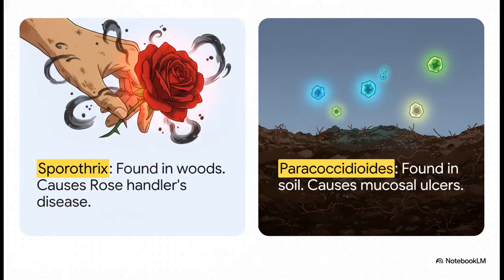Let's quickly look at two more really striking examples. Sporothrix schenckii lives in decomposed plants, woods, and peat moss. It causes sporotrichosis, which is actually famously known as rose handler's disease because people often catch it simply by getting pricked by a rose thorn. It causes these distinct bumps and nodules on your hands and arms. Alongside that, we've got Paracoccidioides. Found in the soil, this one causes South American blastomycosis, which leads to some pretty painful skin and mucosal ulcers.